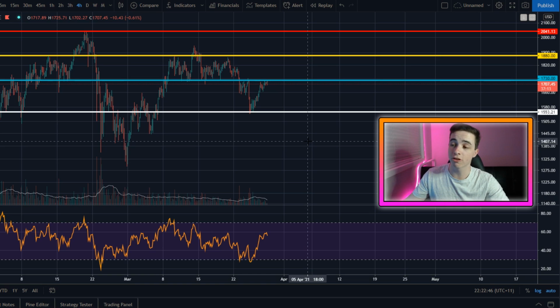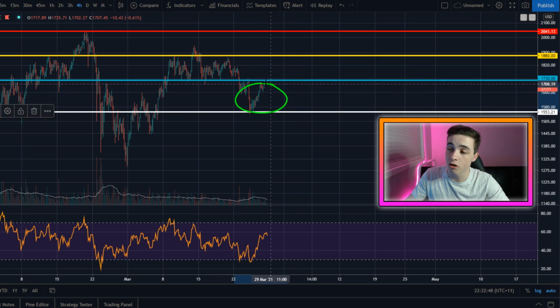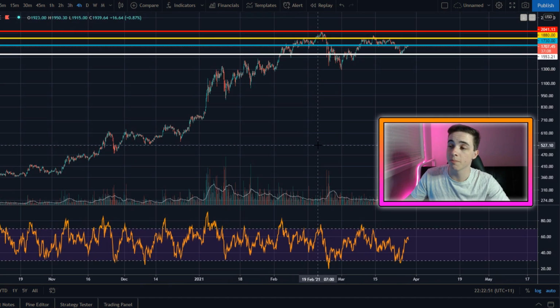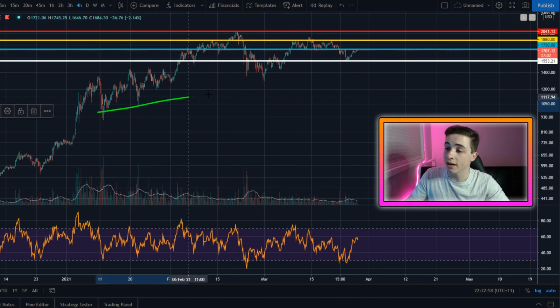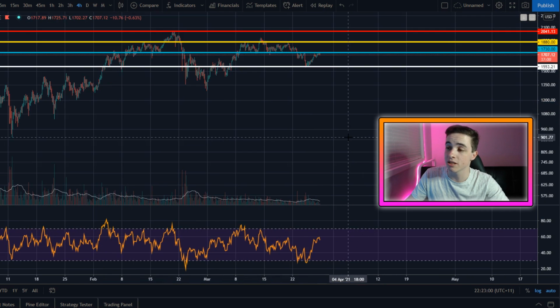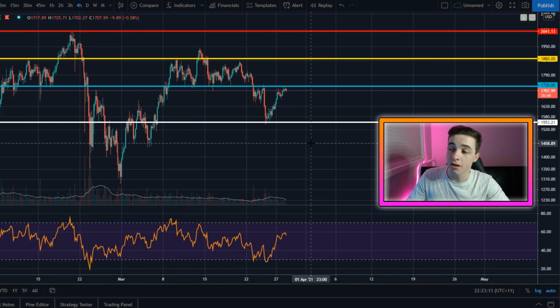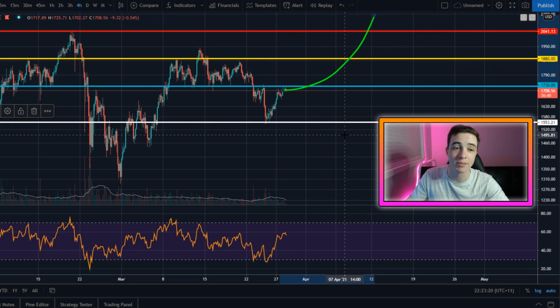I myself am actually accumulating Ethereum at these lower prices right now because once again, on the bigger time frames, we are still in a bull market and we are still making higher lows on the bigger time frame. So this is still looking bullish for Ethereum. And honestly, within the next month or so, I would be expecting a massive move for Ethereum sometime soon.